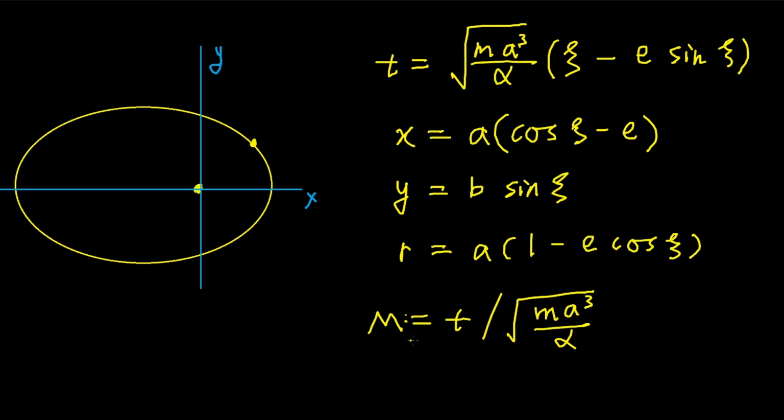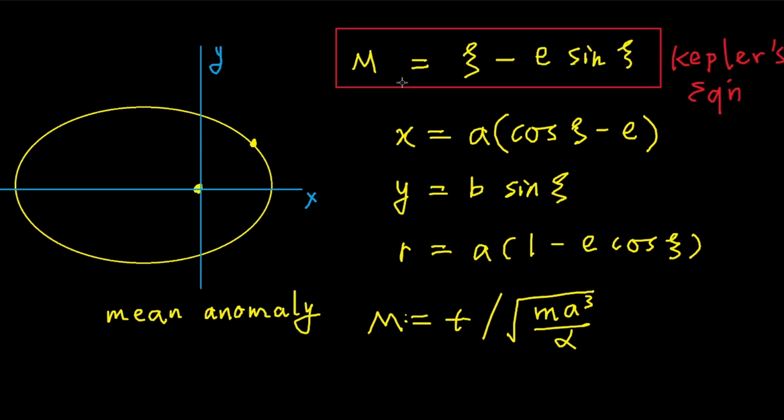For convenience, we define M as the time t divided by the constant on the right-hand side of Kepler's equation. This is called mean anomaly in astronomy. So now Kepler's equation reads M equals xi minus e times sine of xi. In astronomy, xi is called the eccentric anomaly. Pretty weird names in my opinion.